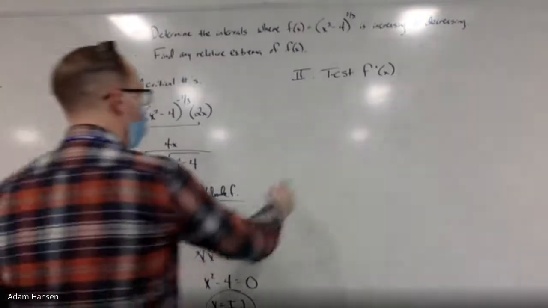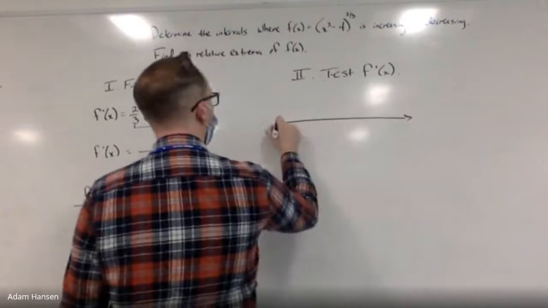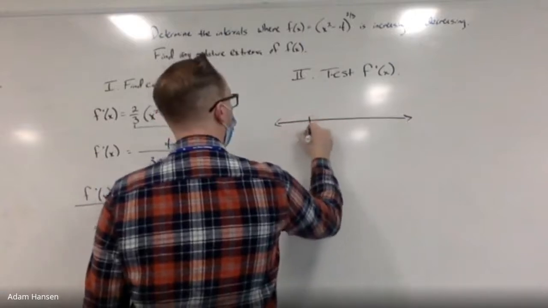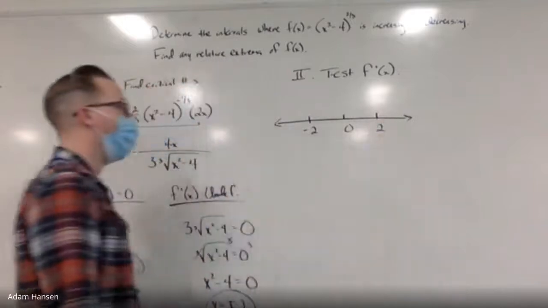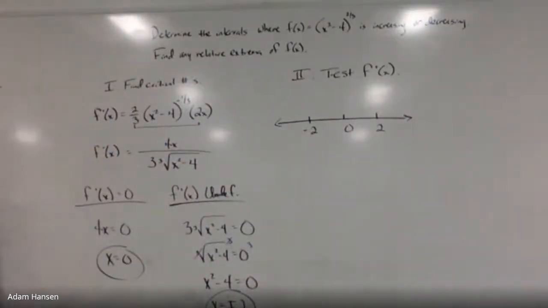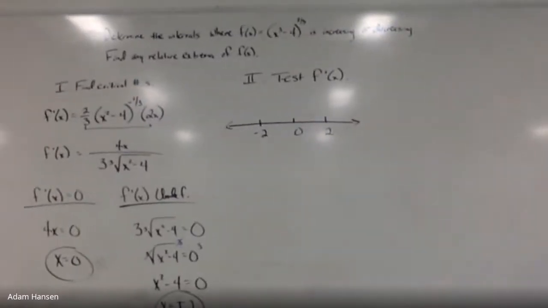I have 3 critical numbers. Let's make a number line: -2, 0, and 2. I know that those are the only 3 places where the derivative can change sign. It never changes signs anywhere else. So if I can test the first derivative within any of these intervals, I can therefore tell if the derivative is always going to be positive or negative on these intervals.